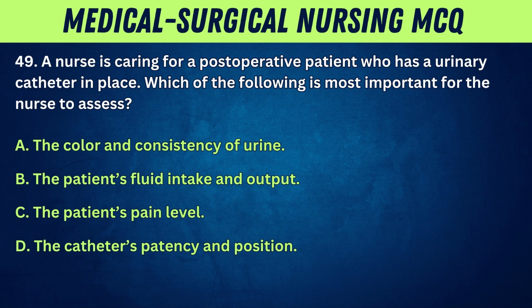49. A nurse is caring for a postoperative patient who has a urinary catheter in place. Which of the following is most important for the nurse to assess? A. The color and consistency of urine. B. The patient's fluid intake and output. C. The patient's pain level. D. The catheter's patency and position.